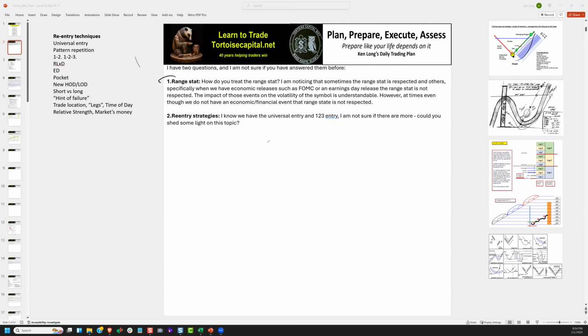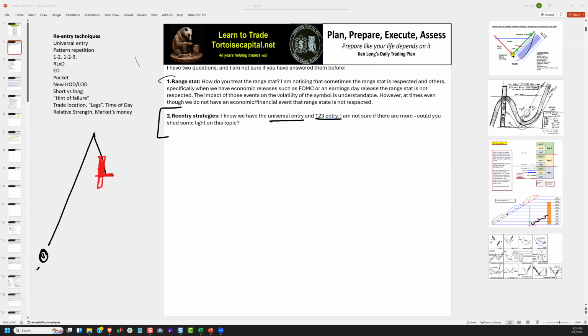All right, re-entry strategies, about 5 minutes. There's the universal entry and the 1, 2, 3 entry. So the universal entry looks like this. I got some entry, the thing worked, it came down, there was some price action that got me out, and let's say that it was a big red candle that got me out, and maybe it was even bigger than that.